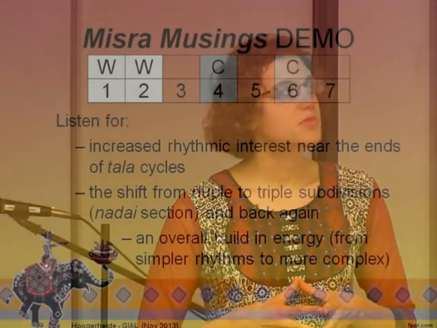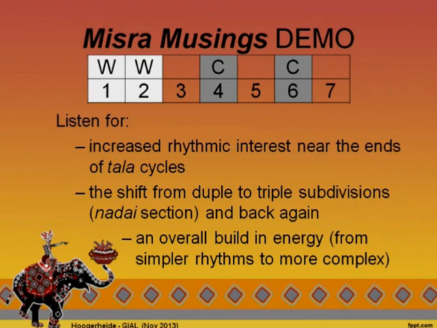I'm going to do an excerpt from this piece that I've been showing you, Misra Musings. You can listen for the increased rhythmic interest near the ends of the tala cycles. You can listen for the shift from duple to triple, and we'll shift back again. And you can listen for the overall build in energy from the beginning towards the end.